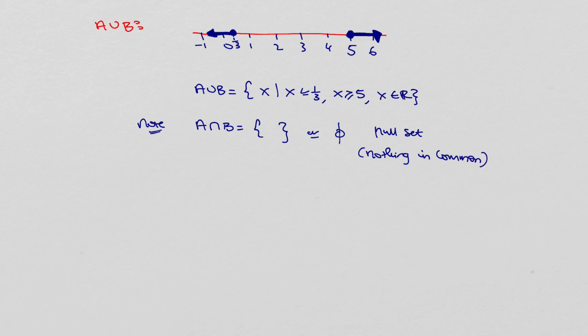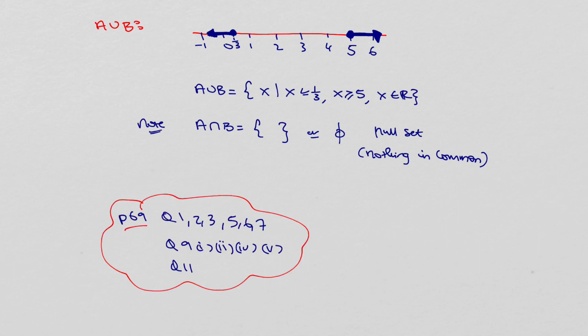Okay, so let's see, what questions are you going to do? You're going to go to page 69 in your Active Maths textbooks, and you're going to do questions 1, 2, 3, 5, 6, 7, 9, part 1, part 2, part 4, and part 5, and question 11.